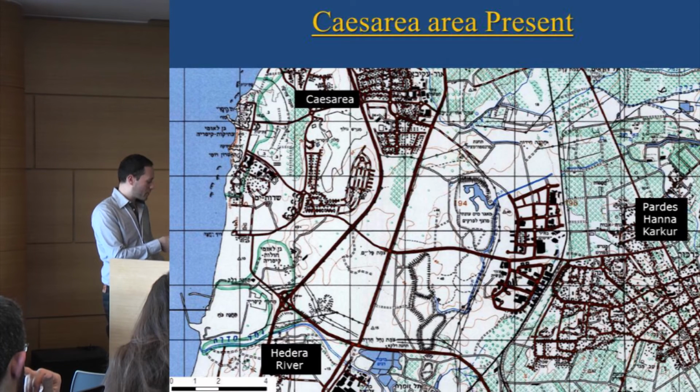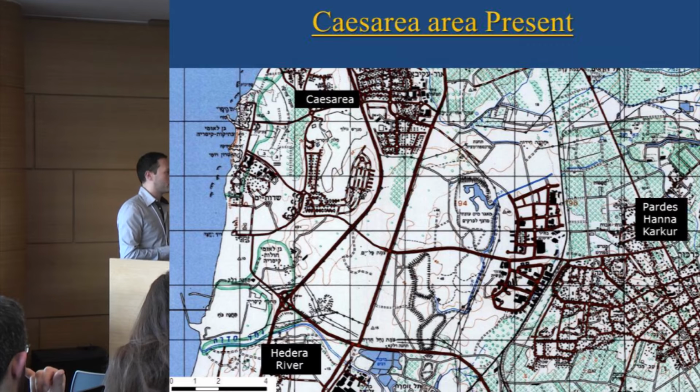today how it looks. This is a map of today. We have again this half circle, which is the city of Caesarea. We have the river. However, where we had the wood, we have today a town with a lot of built area and agricultural land.